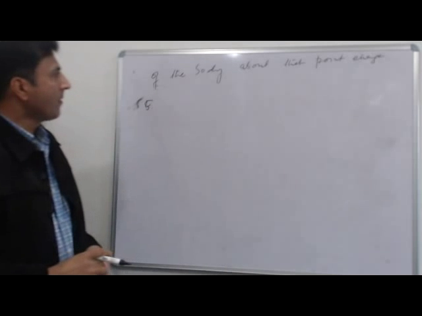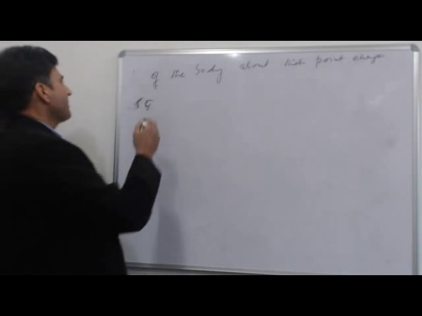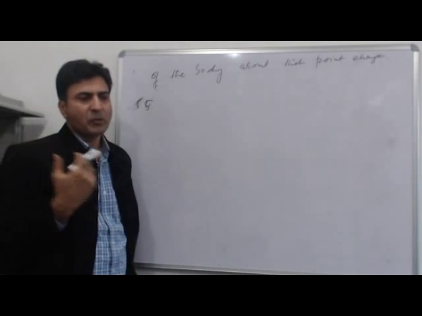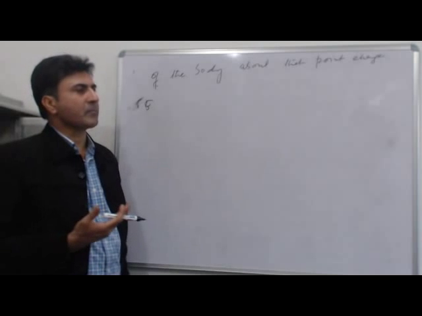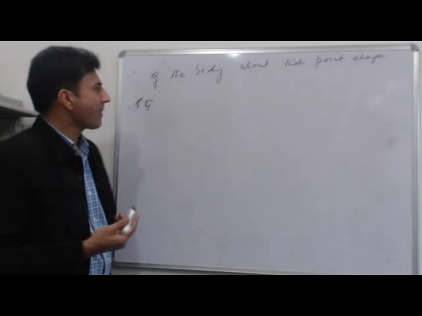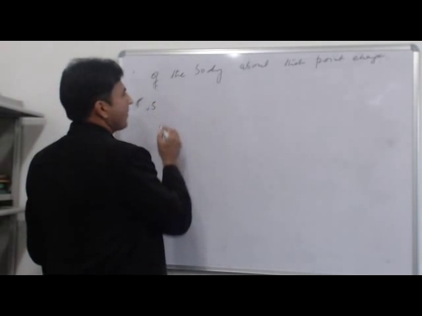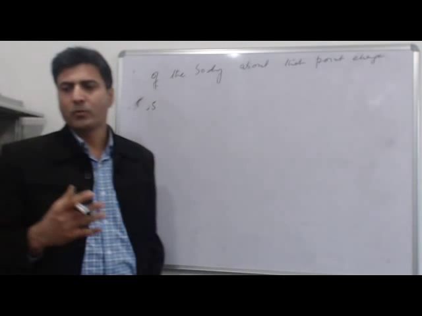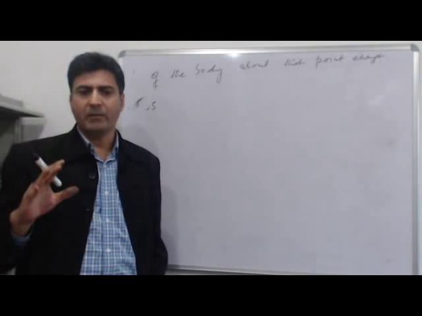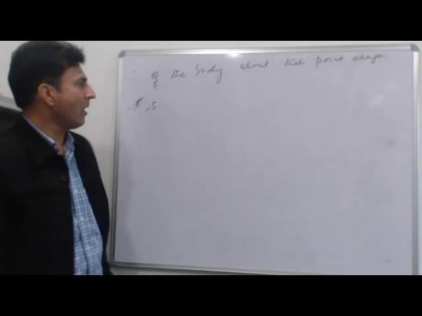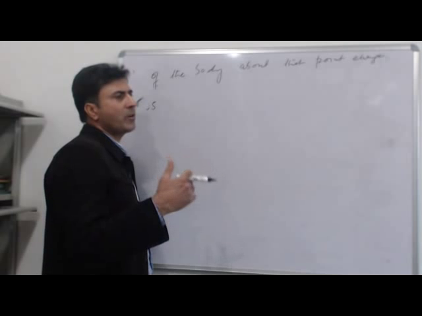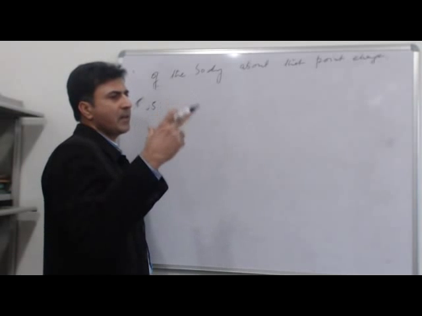Fifth point. Now let's have some application techniques for finding torque due to certain forces. We already know that the torque produced by the gravitational force of the sun on the earth is zero. How is that? How is the torque created by the gravitational force of the sun on the earth zero?